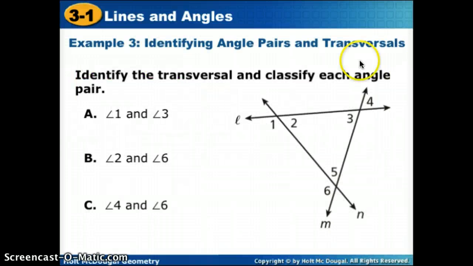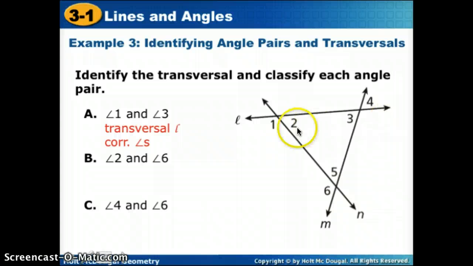If I want to identify the transversal of 1 and 3, I see that angle 1 has this vertex, angle 3 has this vertex, so my transversal will be what connects those. So I'm going to say that line L is the transversal, and then it says identify the angle pair. Well, if this is the transversal, I see that they're both on the same side, so it's not one of the alternates, but they're not both interior. So I see that 1 is the bottom left, and 3 is the bottom left. So those would be corresponding angles.